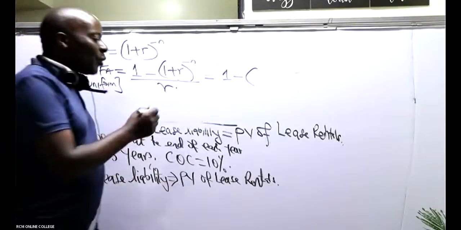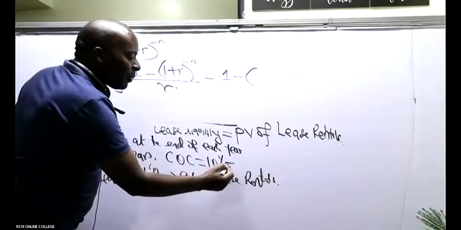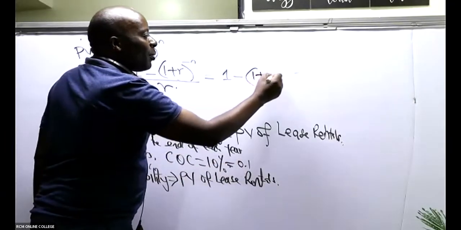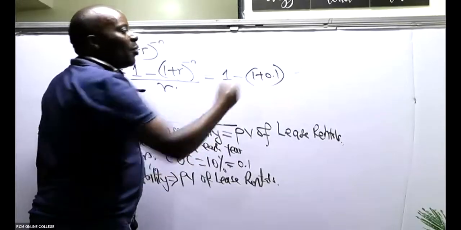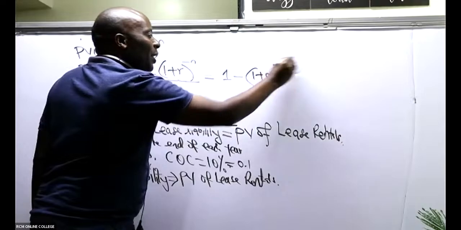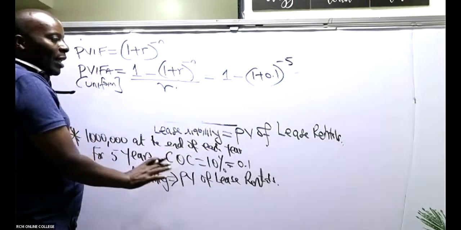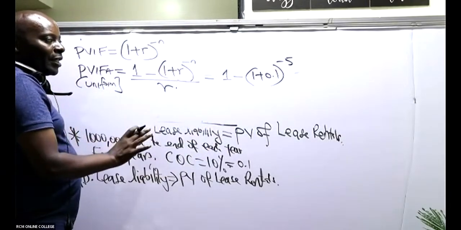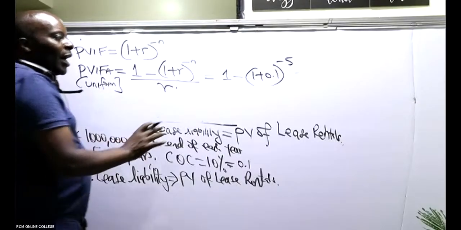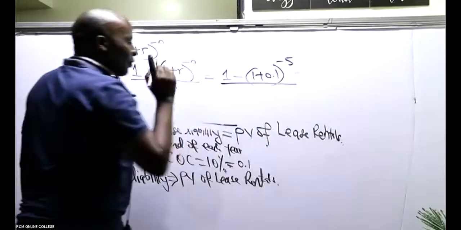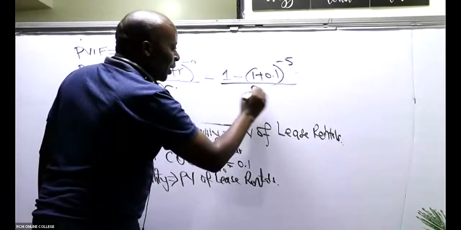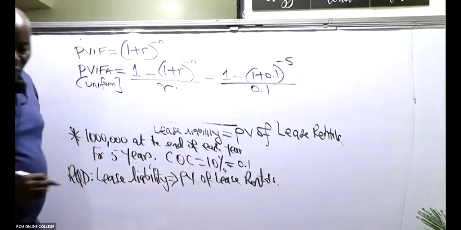So this R to us is 10%, and 10% is the same as 0.1. So this one will be 1 plus 0.1 raised to the number of years. The number of years in this case is a lease of 5 years. We're going to enjoy this for 5 years. And then we shall divide everything by our R, where our R in this case is 0.1.